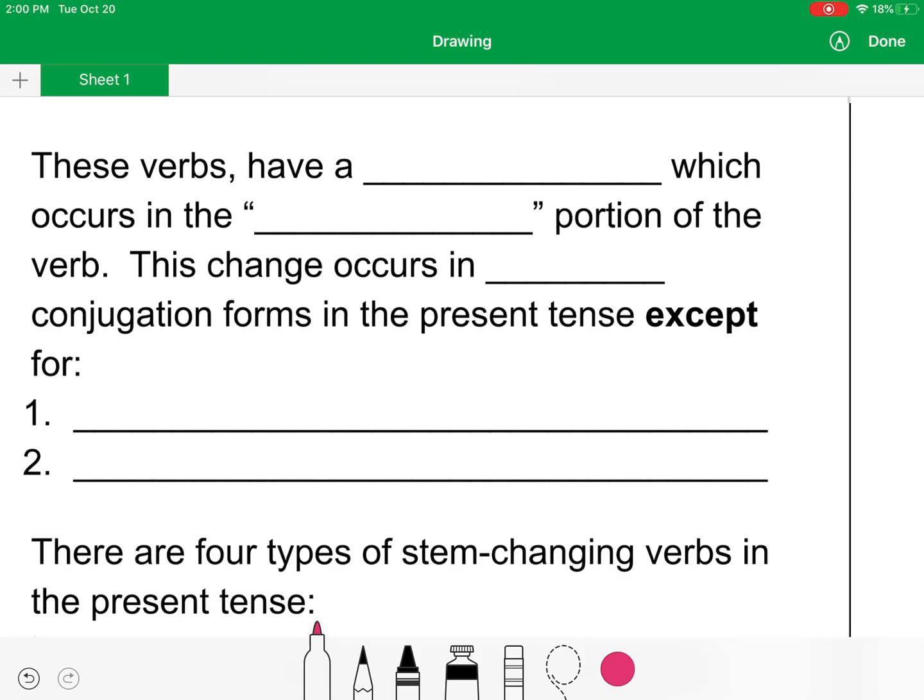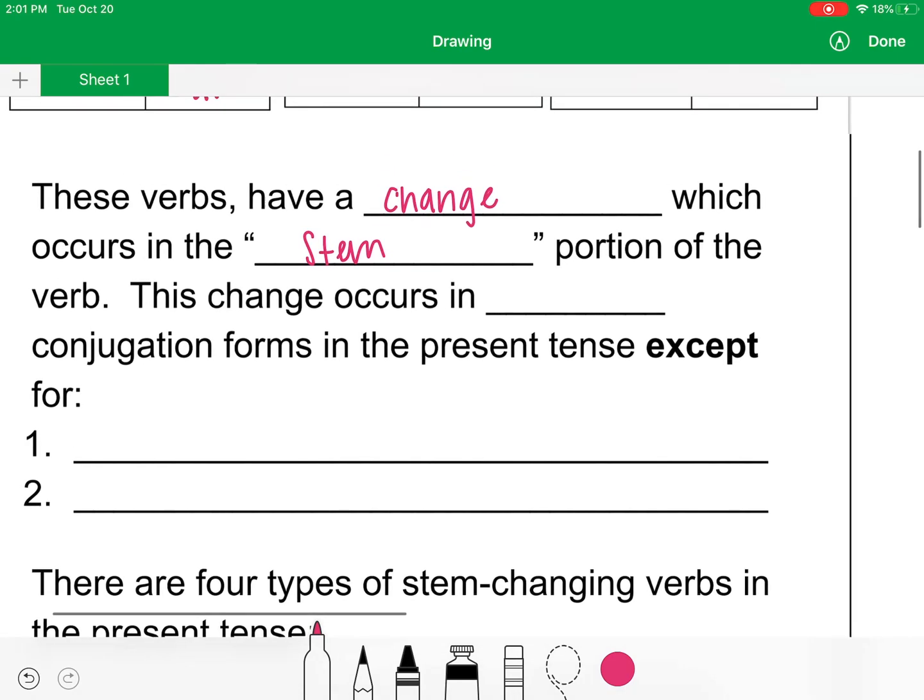All right, so now that we reviewed the endings, let's talk about stem changer verbs. These verbs have a change, okay, which occurs in the stem portion of the verb. Now, we talked about this a little bit a while back, and so just remember that in a verb, if we've got jugar, okay, this is the ending, okay, and then everything that's not the ending is the stem. So that's what I'm referring to when I say the stem, is everything that's not the ending. Remember, endings are ER, AR, and IR.